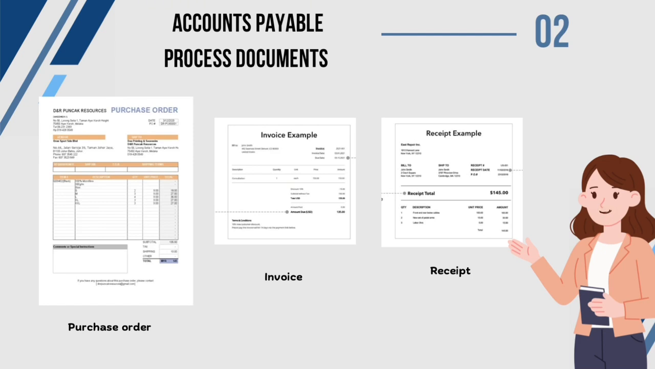Second, invoice. Once the supplier delivers the goods or service, they issue an invoice. The invoice is a request for payment and includes details like the supplier's name, the items provided, the total amount due, and payment terms. Third, receipt.